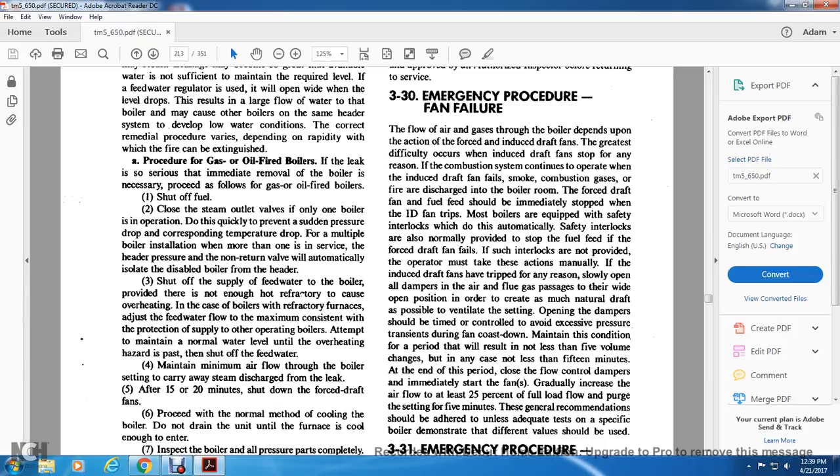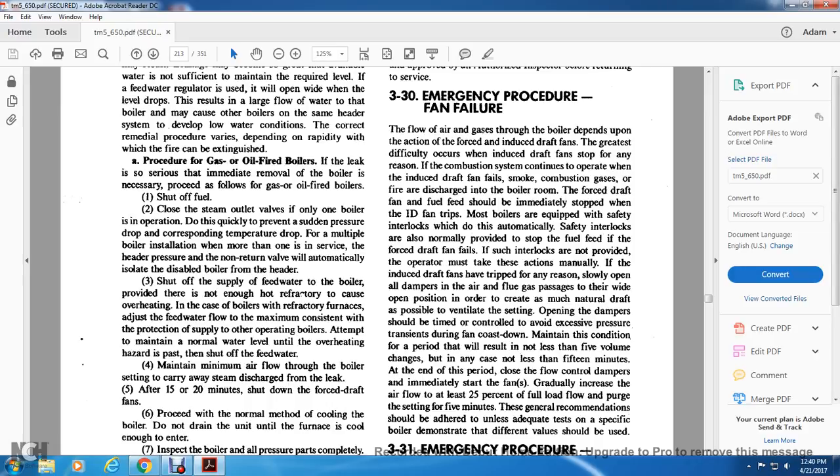If the induced draft fans have tripped for any reason, slowly open all dampers, air, flue, and gas passages to the wide open position in order to create as much natural draft as possible to ventilate the setting. Open the dampers slowly to control and avoid excessive pressure transients during the fan coast down. Maintain this condition for a period that will result in not less than 5 volume changes, and in any case not less than 15 minutes. At the end of the period, close the flow control dampers immediately.